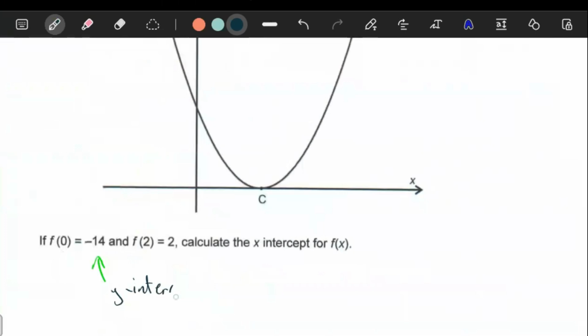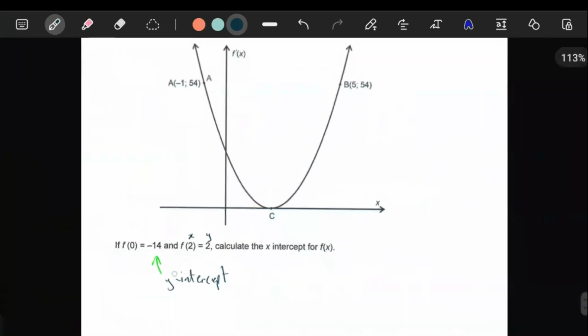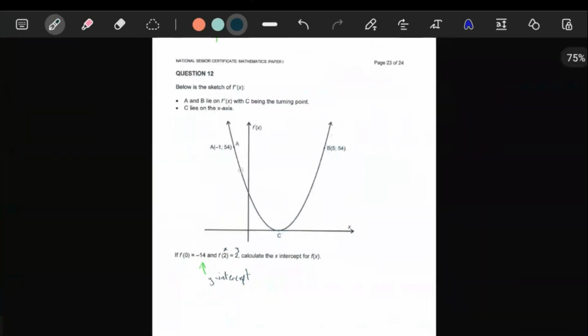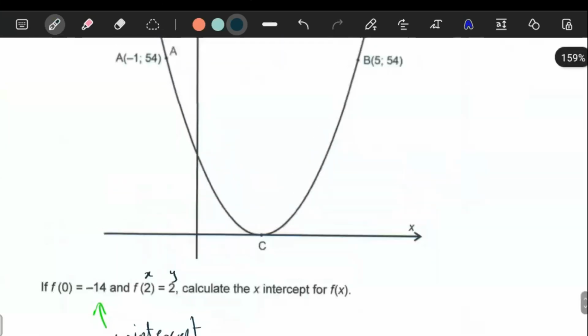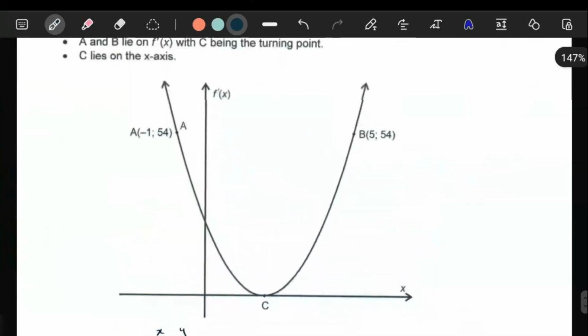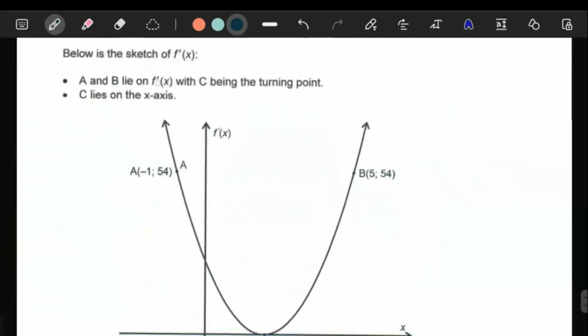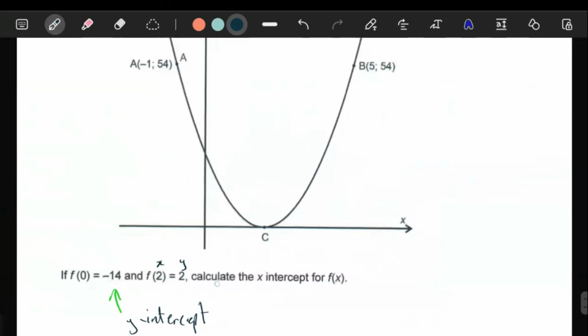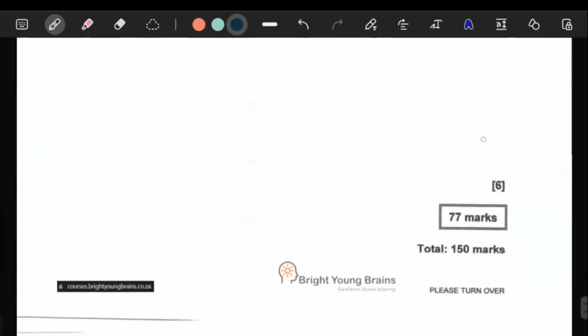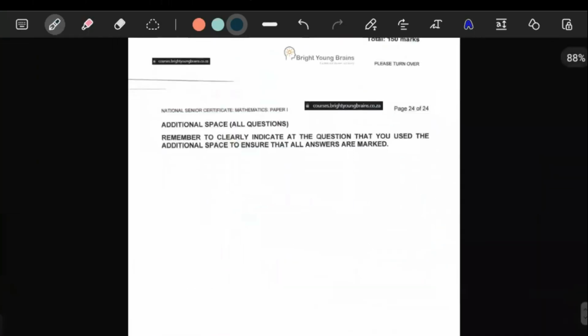And then it says, if you're throwing in an x value of 2 in the original equation, you're going to get a y value of 2. So these two pieces of information are not for this graph visually. This is for the original graph that you had before you differentiated. And then it says here, calculate the x-intercept of the original graph. It's a 6-mark question, so I think we may have to end up using all this space down here also.